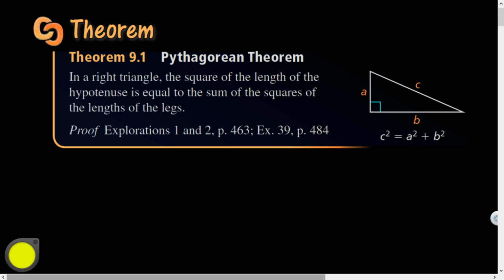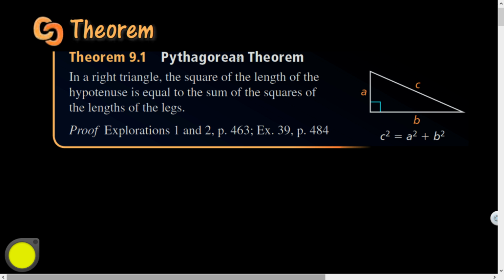We're here in Chapter 9 today. We're talking about right triangles throughout this chapter. And, of course, we're going to start with the classic, the Pythagorean Theorem, which you already know is probably some 7th or 8th grade standard. I don't know. But here we go.